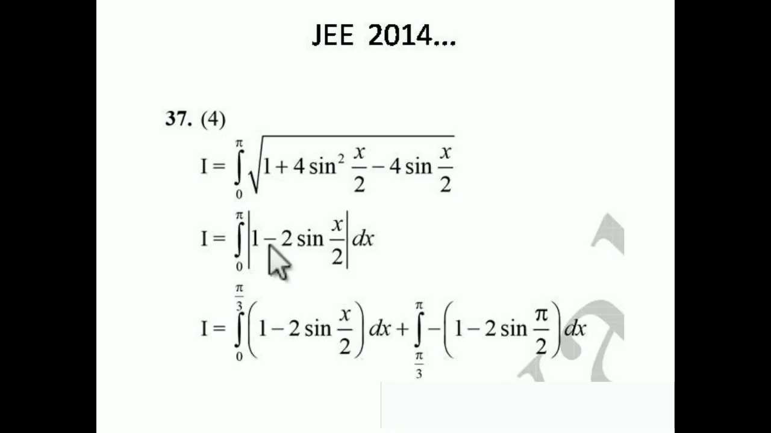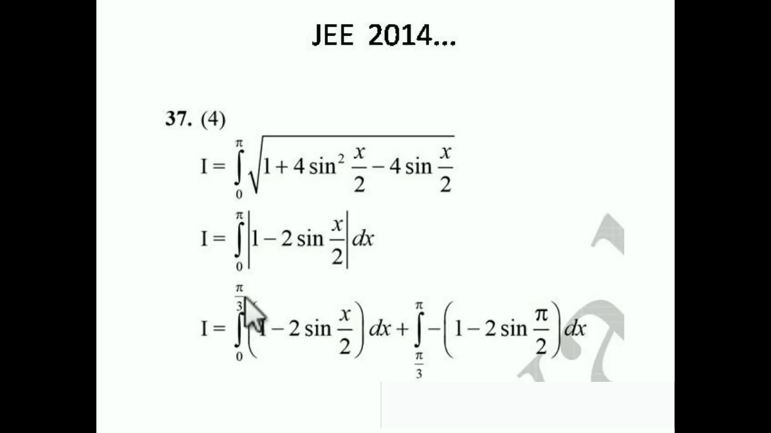Now see, where does this become 0? At which point? 1 minus 2 sin x by 2 is equal to 0. So sin x by 2 is compulsorily 1 by 2. Sin x by 2 is equal to 1 by 2. That means x by 2 is equal to pi by 6. So x is equal to pi by 3. So we have to split this integral at the point pi by 3, and that we have done.